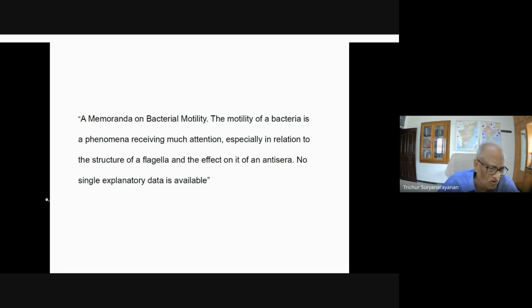And I'm coming to almost the end of the talk. Now, this is a paper, a memoranda on bacterial motility. The motility of a bacteria is a phenomenon receiving much attention, especially in relation to the structure of a flagella and the effect on it of an antisera. No single explanatory data is available. See how many mistakes are there. It is actually a memorandum. Memoranda is plural. The motility of a bacterium is a phenomenon receiving much attention, especially in relation to the structure of a flagellum and the effect on it of an antiserum. No single explanatory datum is available.